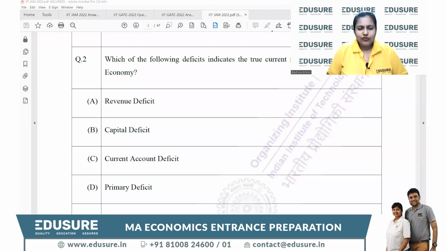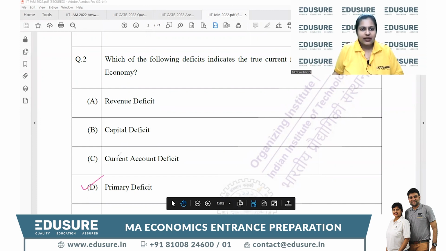Question number 2. Which of the following deficits indicates the true current fiscal position of the Indian economy? Revenue deficit, yes. Capital deficit, no. We don't have a capital deficit. Current account deficit, yes. So together we can indicate the primary deficit. That if you have to choose one, then both these are taken into account by the primary deficit. So the answer is D, primary deficit.